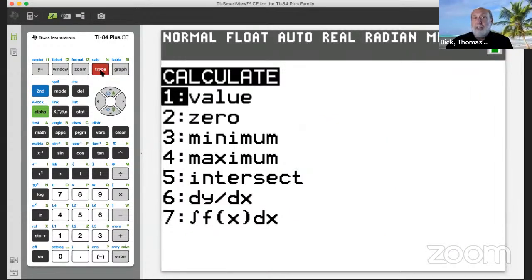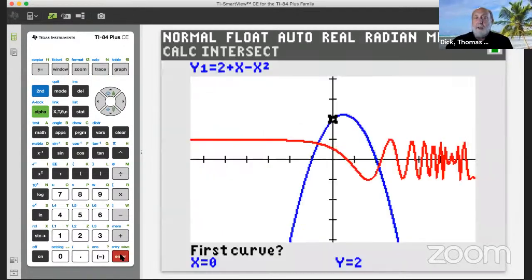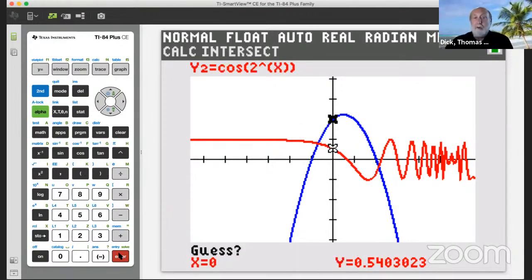So I brought up the calculate menu, and I see number 5 down there is intersect. Okay, let's try that. It says first curve. Well, the first curve is that blue curve. So I'll say yes. Second curve's the red curve. And now it wants me to move nearby where I think the intersection point is.